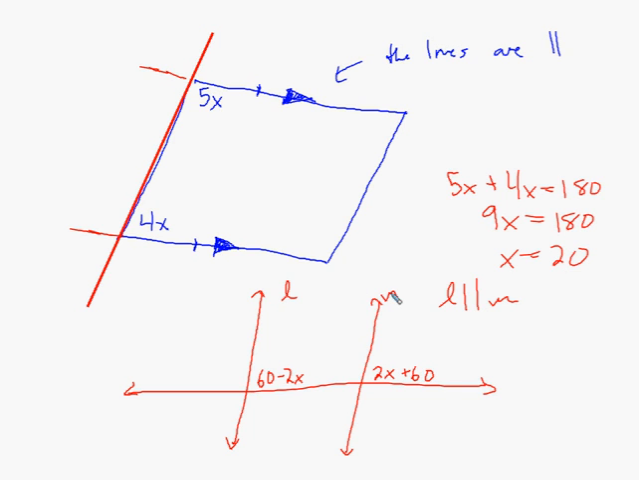Given that L and M are parallel in this diagram, what type of angles would these be? And therefore they are equal. So 60 minus 2x equals 2x plus 60. Now what do we do? Add 2x and 4x and subtract 64 equals 0. X equals 0. So this is 60 degrees and this is 60 degrees.